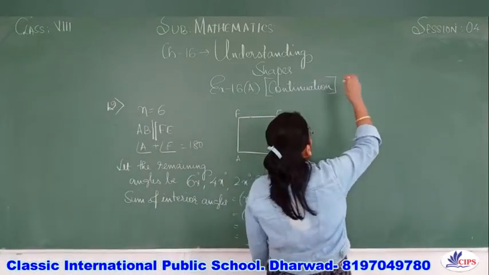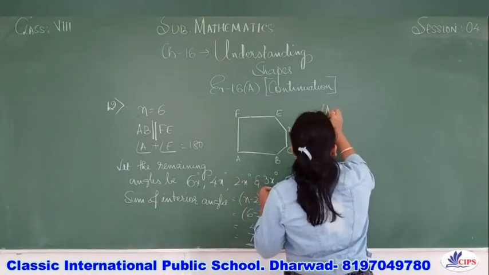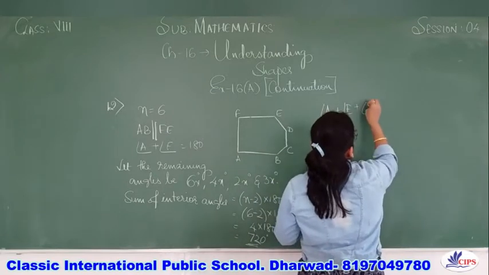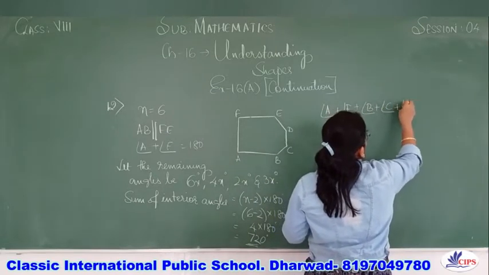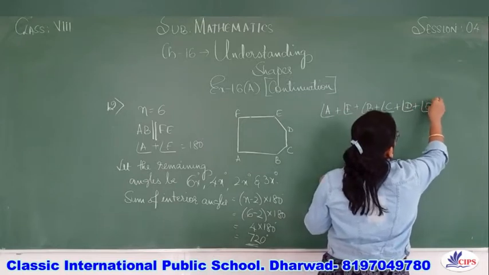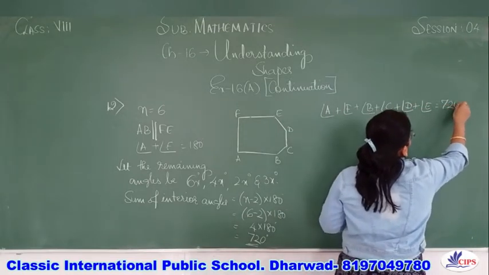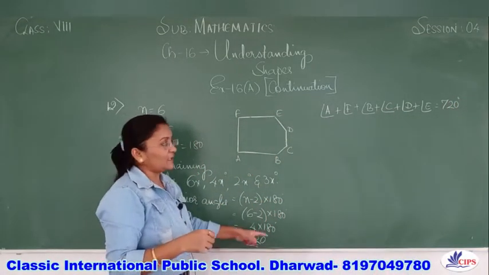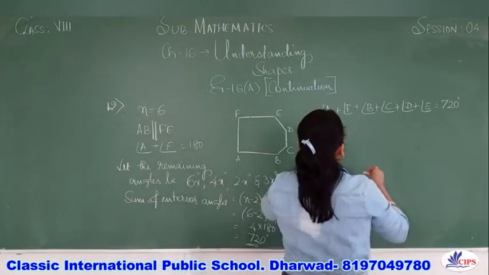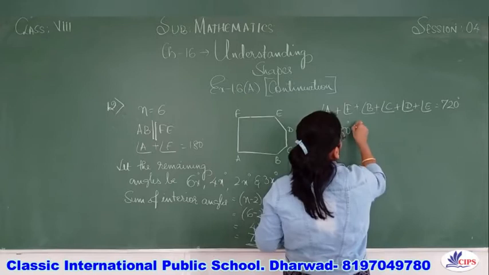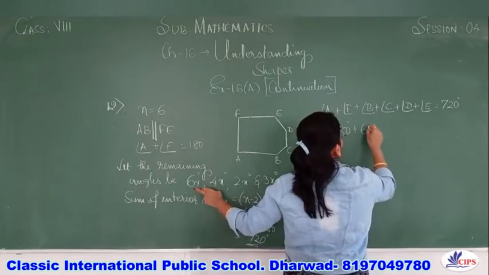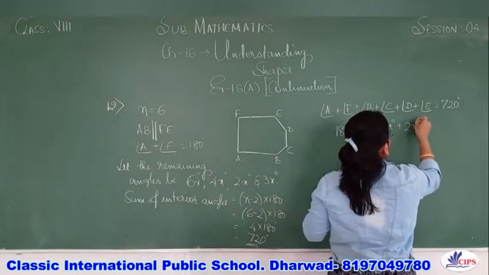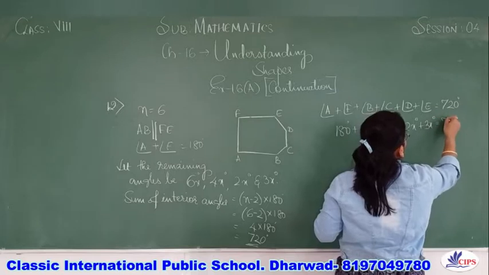So I will continue the sum here. We will add angle A and angle F, I will write them together because the total together is 180. Next the remaining angles I will write here. Angle B plus angle C plus angle D plus angle E is equal to 720 degree, because it is the sum of interior angles, so total measure will be 720. Now as we know the measure of A and F is 180, I will substitute 180 here, then plus 6x degree plus 4x degree plus 2x degree plus 3x degree equals 720.